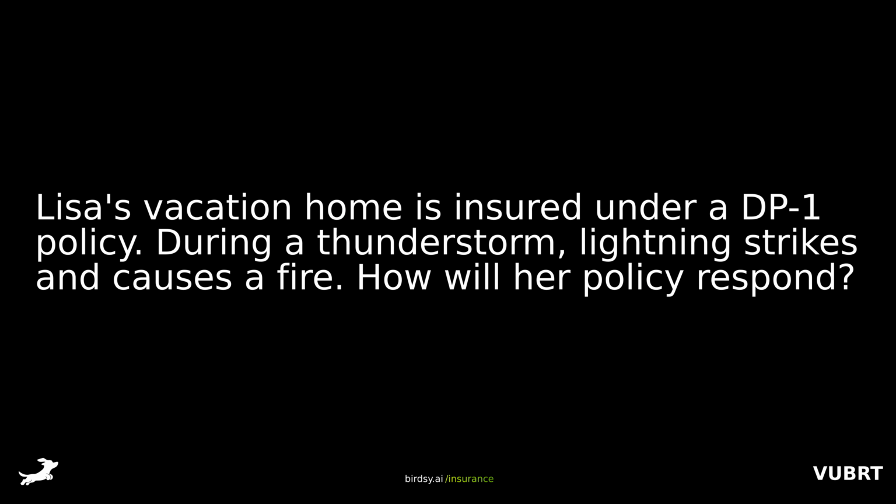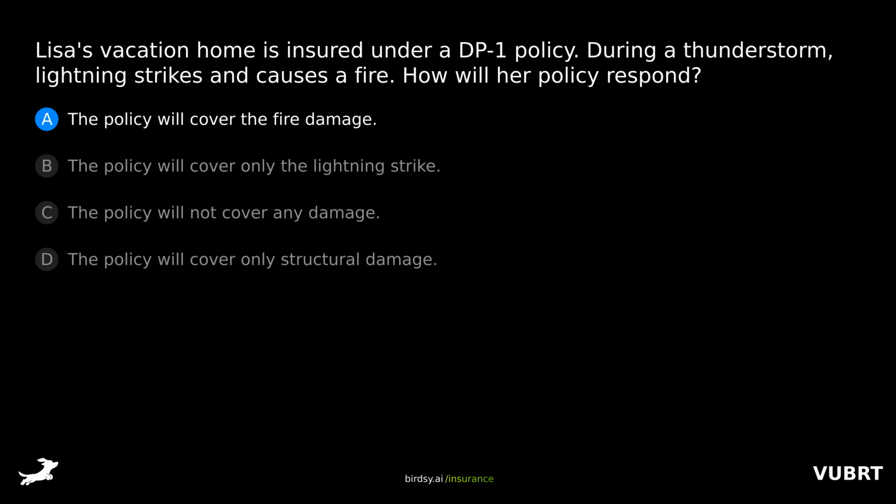Lisa's vacation home is insured under a DP1 policy. During a thunderstorm, lightning strikes and causes a fire. How will her policy respond? Is it A, the policy will cover the fire damage, B, the policy will cover only the lightning strike, C, the policy will not cover any damage, or D, the policy will cover only structural damage?